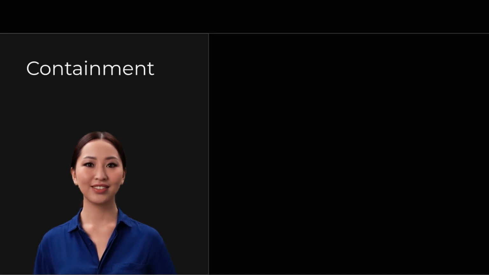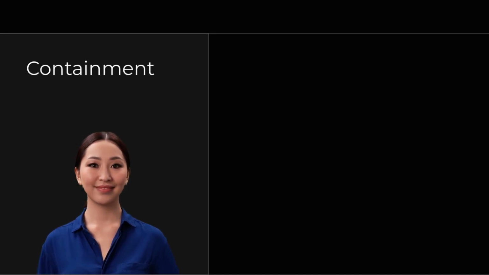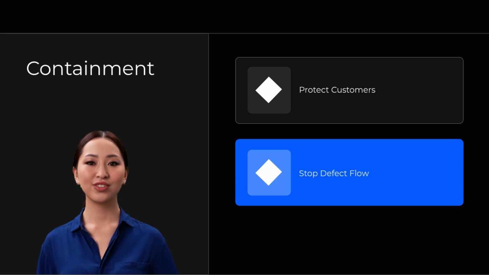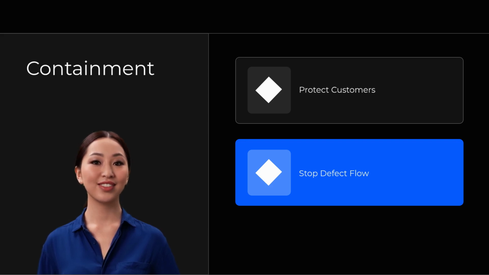Implement containment actions to protect customers and stop defect flow. Link actions with timelines and attach evidence of segregated stock. Use root cause tools like the 5 Whys and fishbone diagram. Store all analysis data in one place, eliminating external document reliance. This streamlines the root cause identification process.